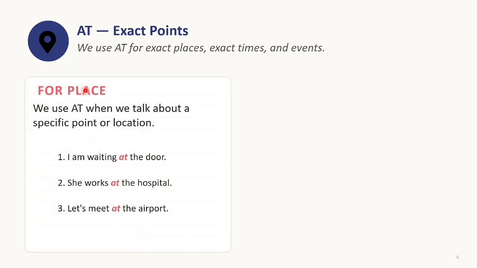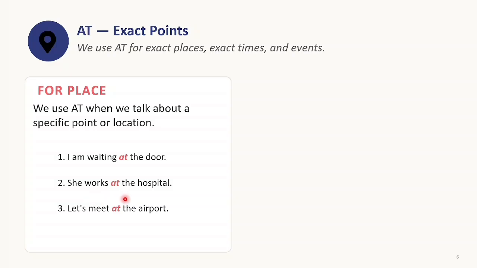The next one is "at." We use "at" for exact points. We use "at" for exact places, exact times, and exact events. They are exact and sure, and somehow specific. If we use "at" for place, we use it when we talk about a specific point or location. For example, I am waiting at the door. It's a location, at the door.